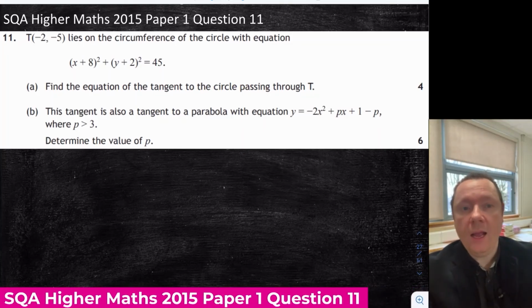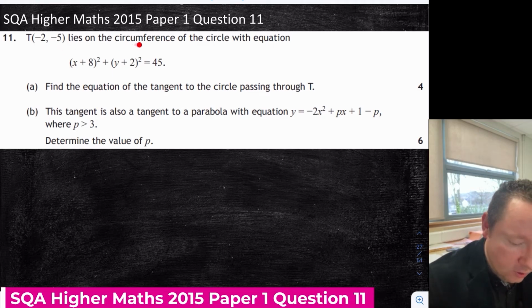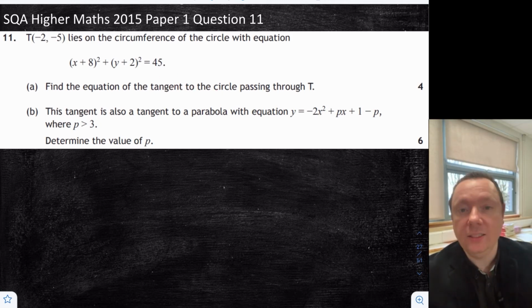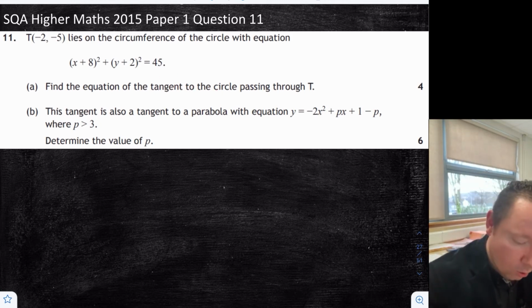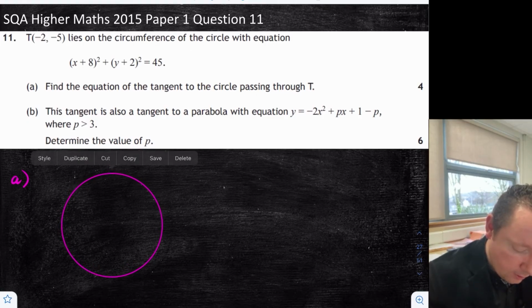Okay, SQA Higher Maths 2015, paper 1, question 11. T (-2, -5) lies on the circumference of the circle with this equation. Find the equation of the tangent to the circle passing through T. So let's work out the equation of the tangent. If we draw a little picture, just to give us an idea of what's happening, let's say that T is here, and we'll call that (-2, -5). And this is not an accurate picture.